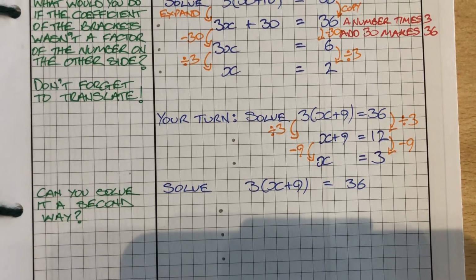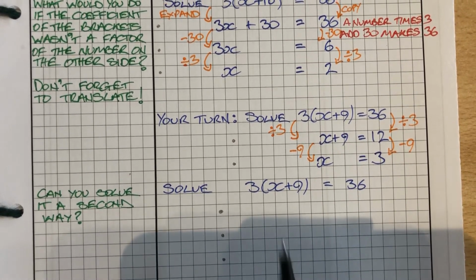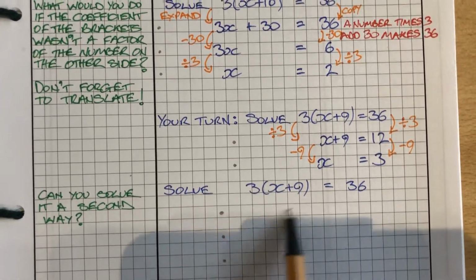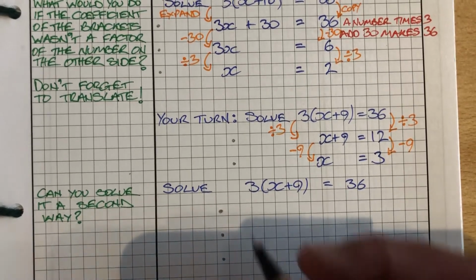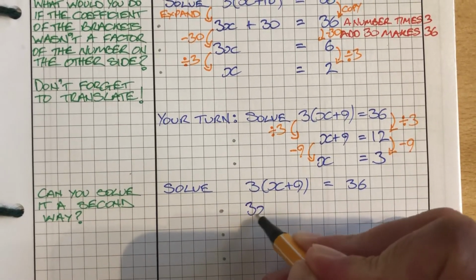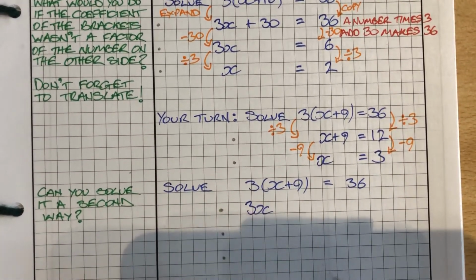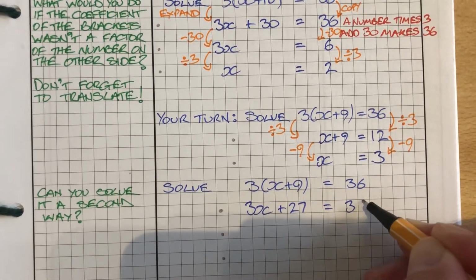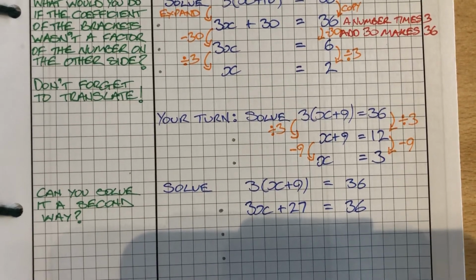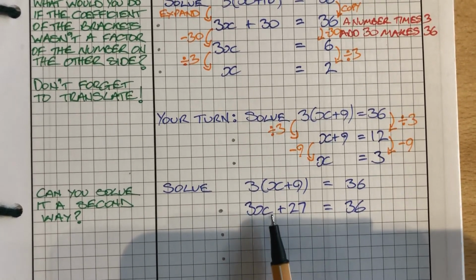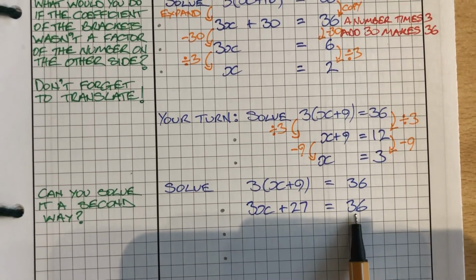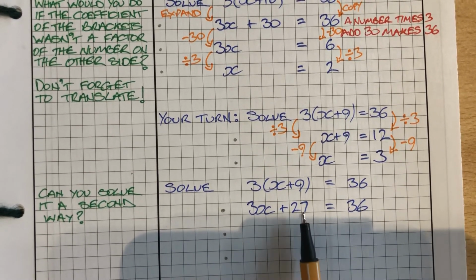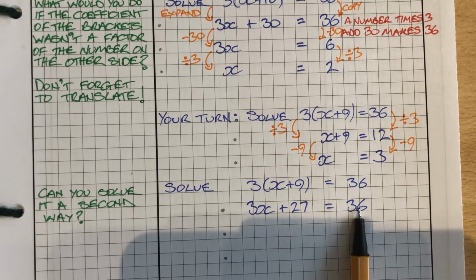All right. How else might I have done that? Well, I might have chosen to multiply out these brackets. 3 lots of x is 3x, and 3 lots of 9 is 27. 3x and 27 is 36. Pause and make sure you understand what this equation means. A number times by 3 and add 27 makes 36.